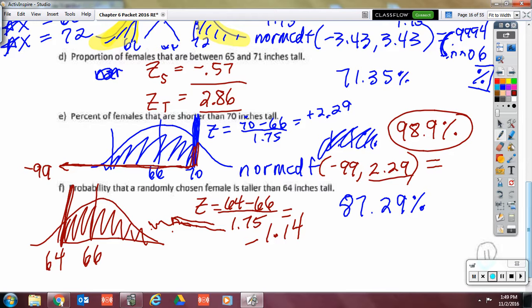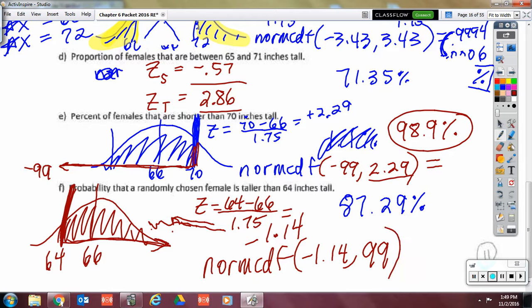And then tell me what I norm CDF'd on this thing. So when I norm CDF'd, what is my lower bound on this picture? Negative 1.14. What is my upper bound on this picture? Positive 99. Okay. So you always just have to make sure that in your norm CDF, it goes from the lower bound to the upper bound, always in that order. Okay, questions on those? All right, then we're ready to move on.